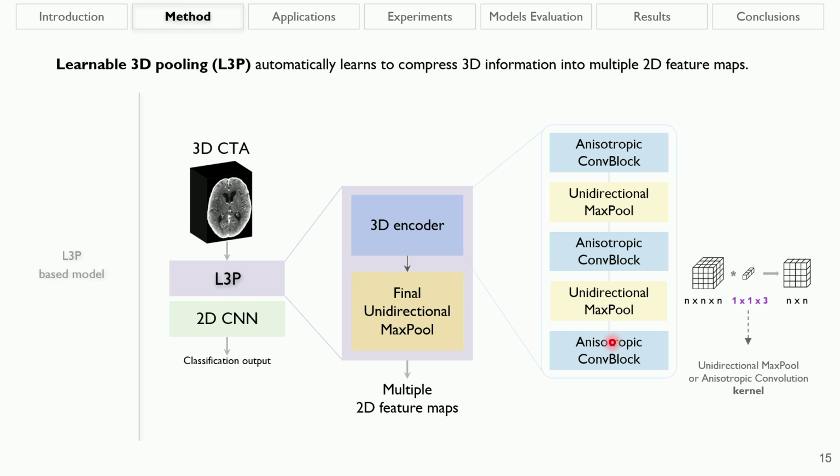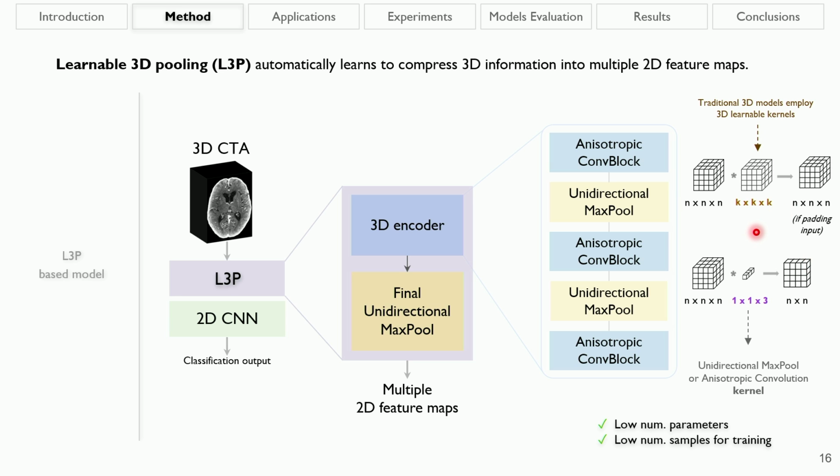In our experiments, the kernel size of both the unidirectional max pooling and the anisotropic convolution filter is 3 for the compression axis and 1 for the other axis. So for instance, if we have an input of size 4 by 4 by 3, 3 being the depth dimension, and we apply this filter of size 1 by 1 by 3, we get an output of size 4 by 4. This is how our design allows this 3D to 2D compression.